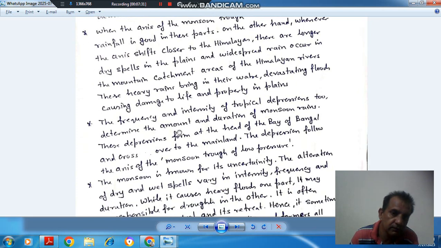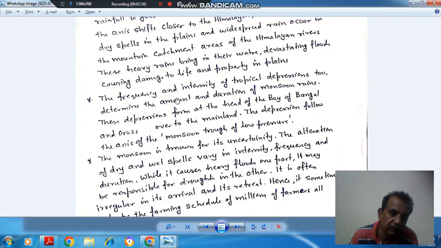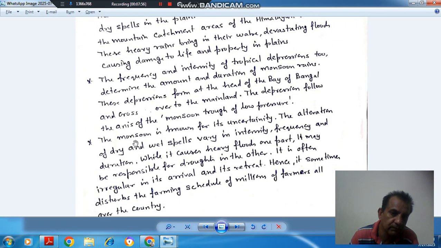Next point is the frequency and intensity of tropical depressions determine the amount and duration of monsoon rain. These depressions form at the head of the Bay of Bengal and cross over to the mainland. So depressions develop at the Bay of Bengal and cross over to the mainland. The depressions follow the axis of the monsoon trough of low pressure. The monsoon is known for its uncertainty.